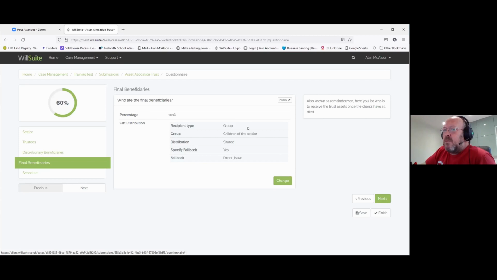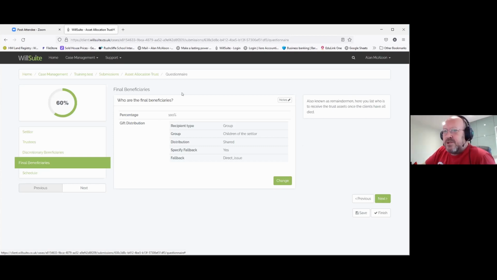So here's an example of how we generally do it. It's a group. The group is called Children of the Settlor because that's how it comes out in the deed. Distribution is shared. Fallback, yes. Direct issue. So this is going to go equally to the 3 children. If any of those 3 children have died, it's going to go to their issue. Simple. That's the clean way of doing this.